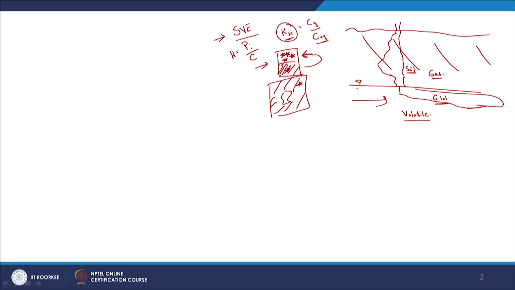So let's say some of the contaminant leaves into the gaseous phase. What is going to happen to the contaminant adsorbed onto the soil? Again, there is an equilibrium between the contaminant adsorbed onto soil and the contaminant in the water, or the aqueous solution.